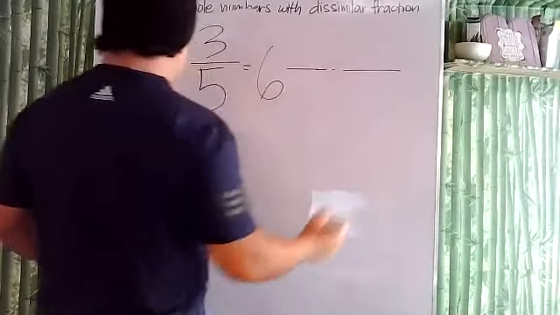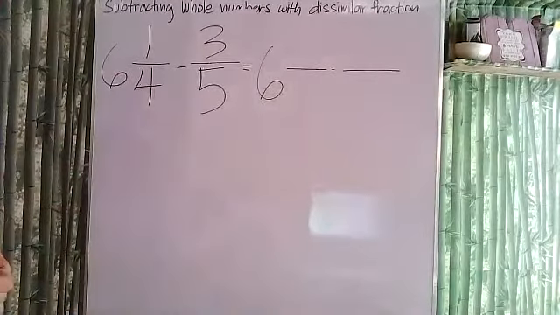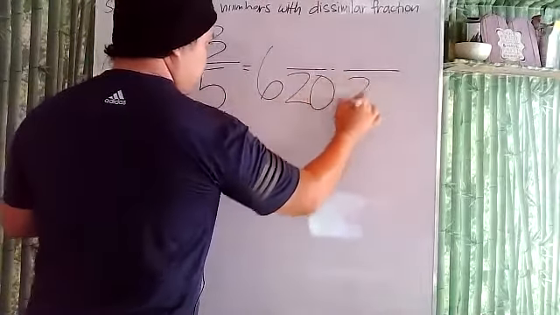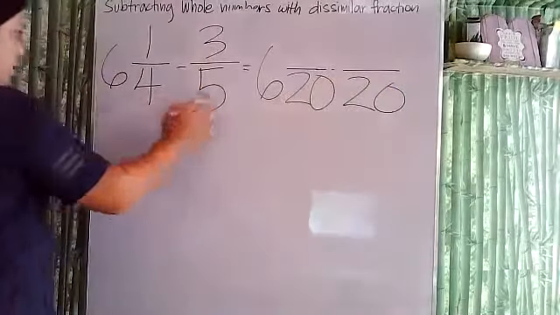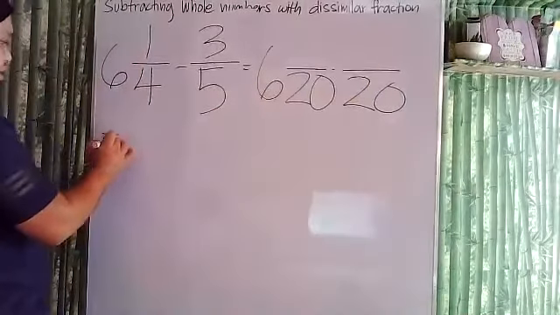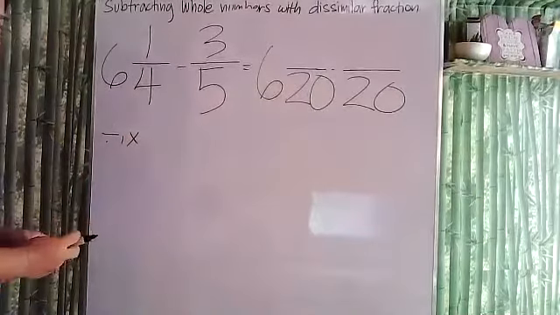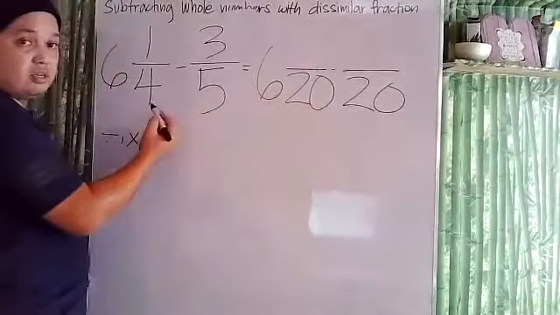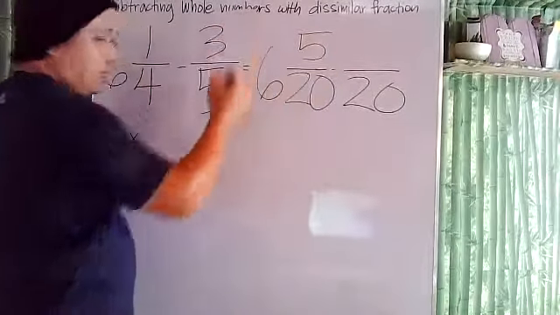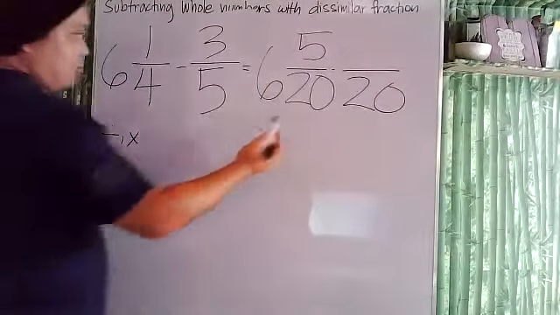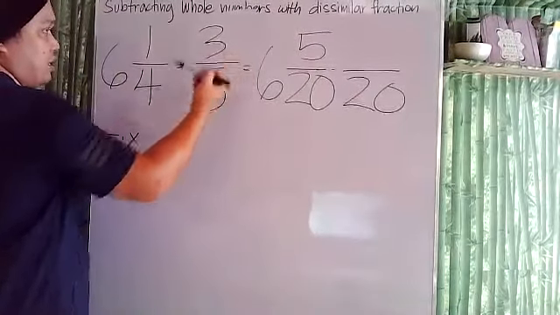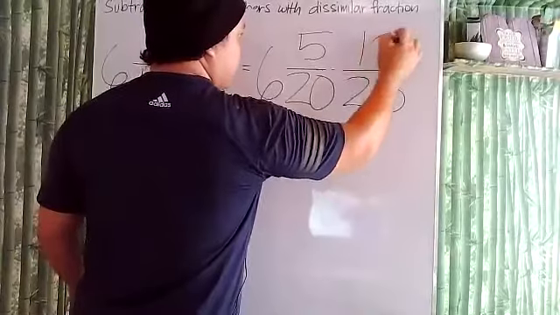So we have here 4 and 5. That's 20. Right? Because that's the lowest number we can give that we can divide them both from. Okay? And to get their new numerators, we divide and multiply. Now 20 divided by 4 is 5. 5 times 1 is 5. Okay. Let's get the numerator here. 20 divided by 5 is 4. 4 times 3 is 12.